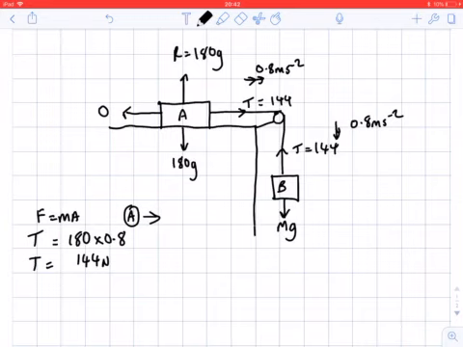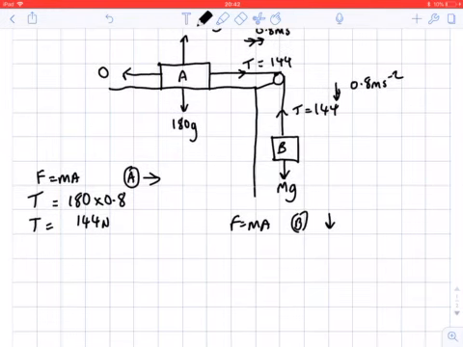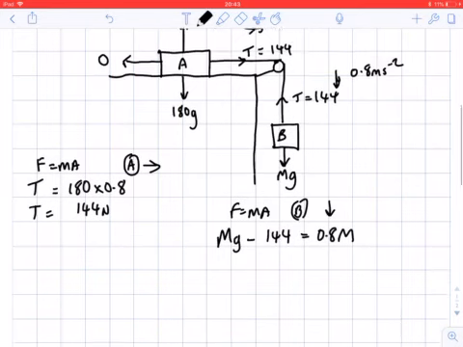So now we know that the tension is 144. That helps us when we apply F equals ma to B, and the direction of motion in this case is downwards. So now we can say mg minus the tension, which is 144, is equal to ma, which is m times 0.8, or 0.8m. I'll write that m the same as the other m, so we know they're one and the same. It's a good plan to do in the exam.